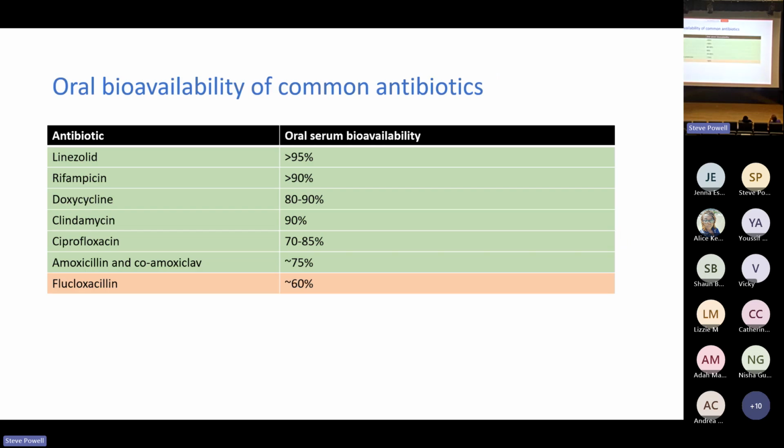Oral agents, people have referred to IV to oral switch. Oral antibiotics can be just as good as IVs, and the patients are so grateful for not having IV antibiotics, as are the nurses, because that takes a lot of nursing time. And there's the infection control risk of having cannulae in.